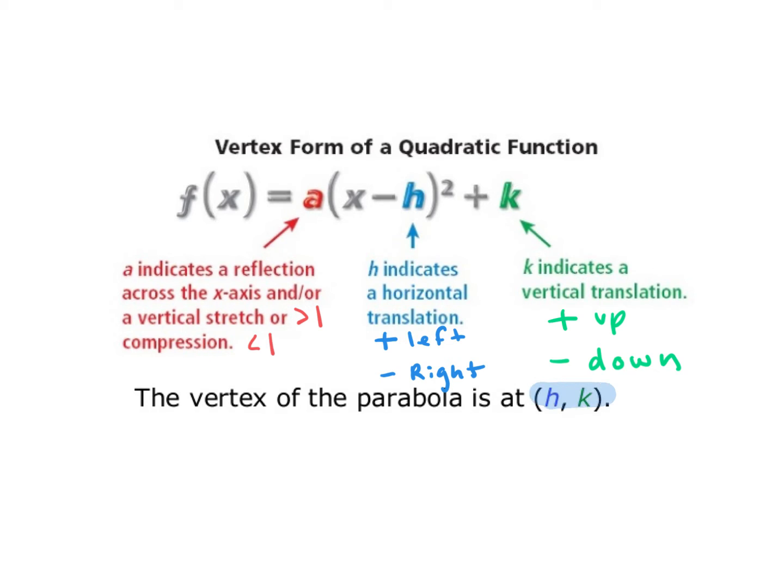Our vertex is whatever this h and k are. So we just repeat those numbers for our vertex: h, k. And then don't forget, we always have to change the sign of h. When we put it in our vertex, we always change the sign.